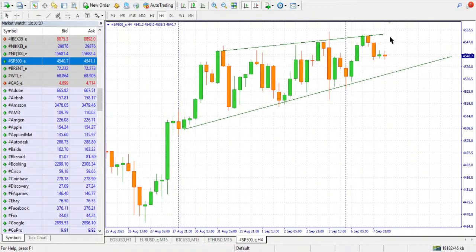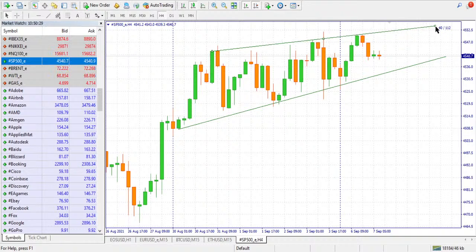If the price breaks beyond the upper line of the formation, then that will mean we are now continuing to the upside. And if the price breaks below the lower wedge formation, then that will mean we are now heading to the lower side.